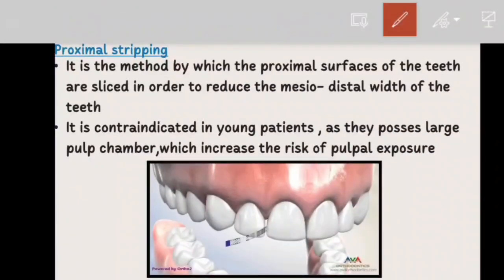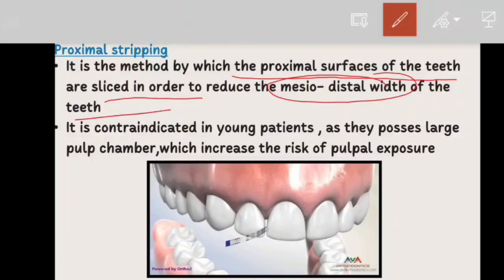So the first one is proximal stripping. The definition is, it is a method by which the proximal surfaces of the teeth are sliced in order to reduce the mesiodistal width of the teeth. So the simple meaning is we make teeth slightly thinner, so more space is created. You can see a strip is being done in between the teeth, reducing the mesiodistal width of the central incisor. So it is not done in young patients.